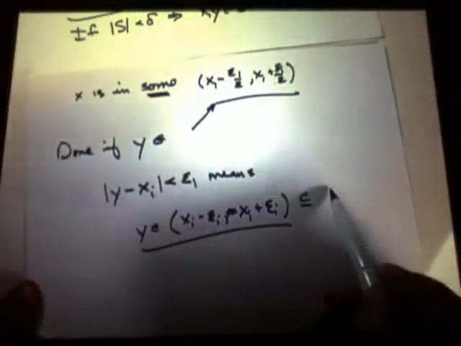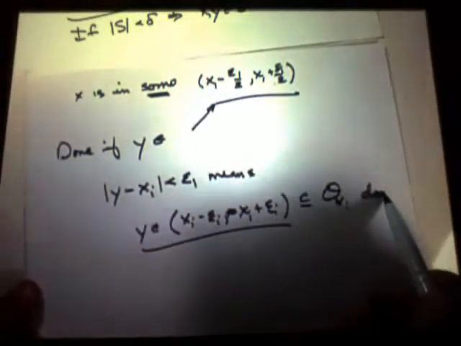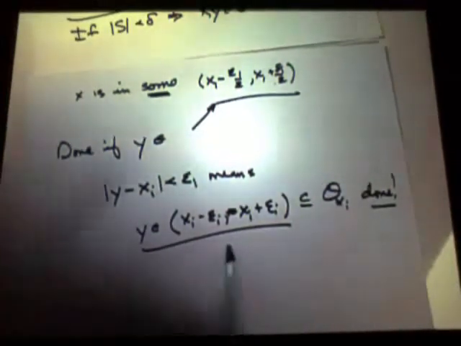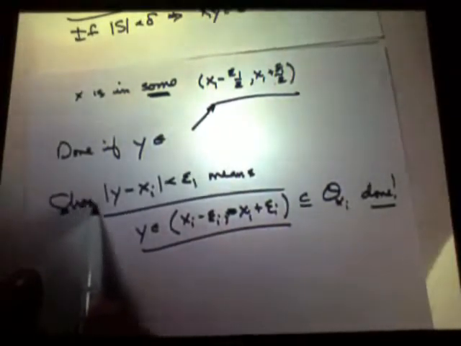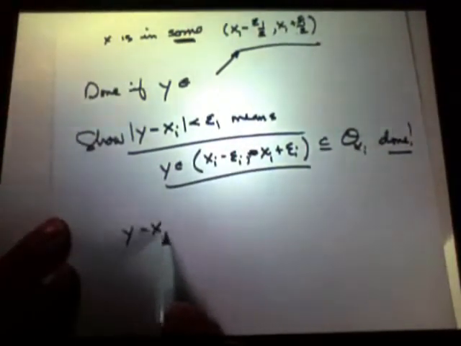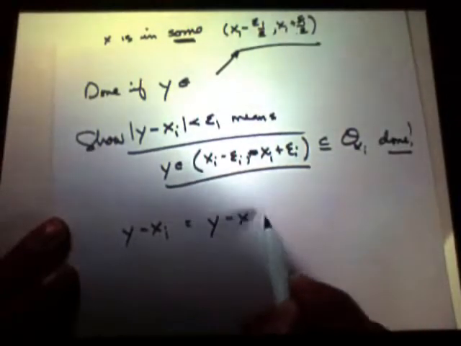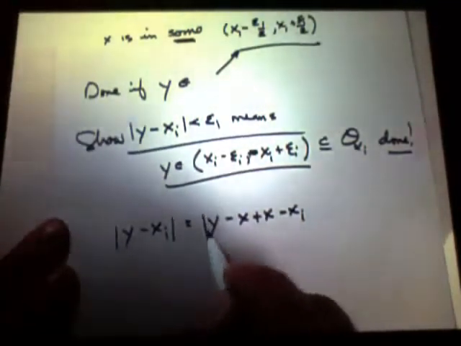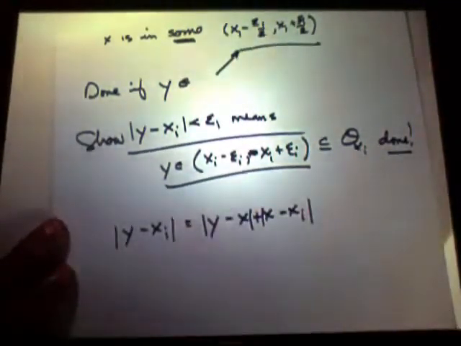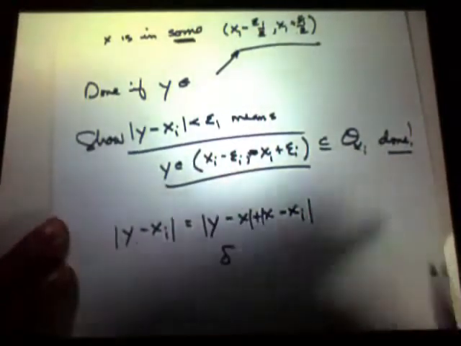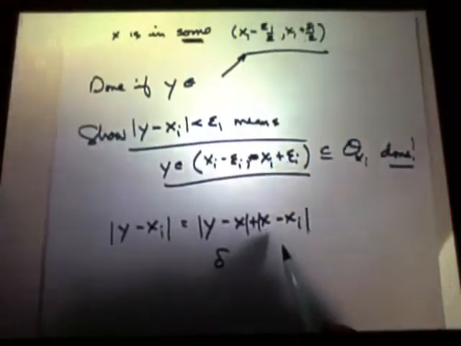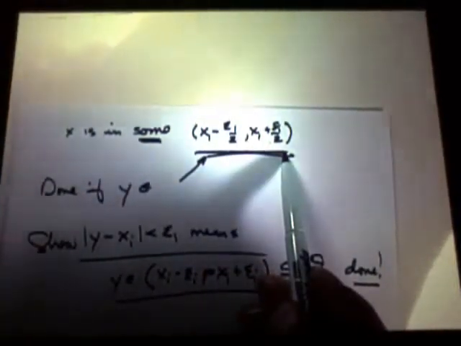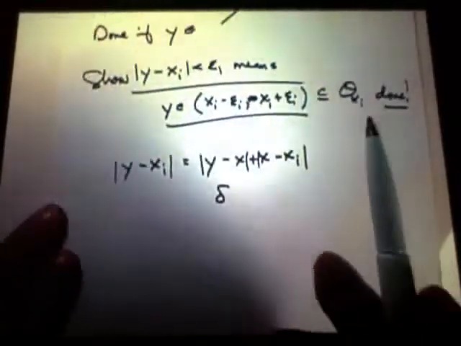And of course, that would be inside one of the original cover elements. So what we have to do is show this. But y minus x_i is equal to y minus x plus x minus x_i, right? This is delta, and x of course is in one of these. We said he's in there. He's in one of them.